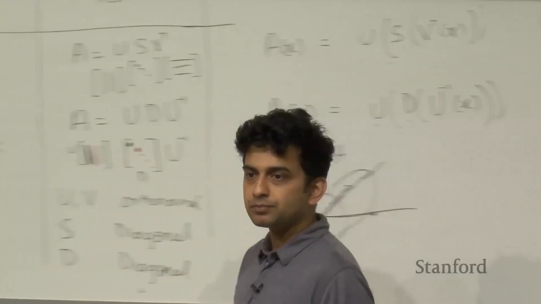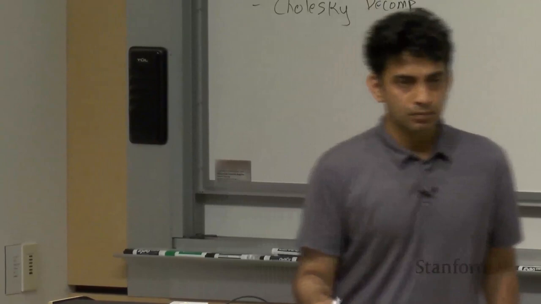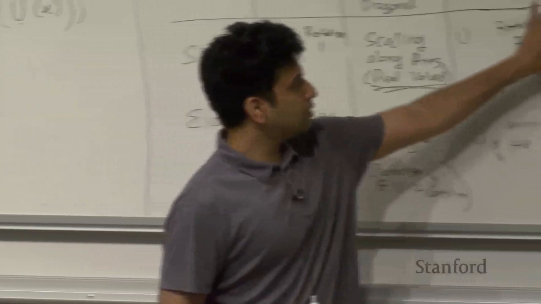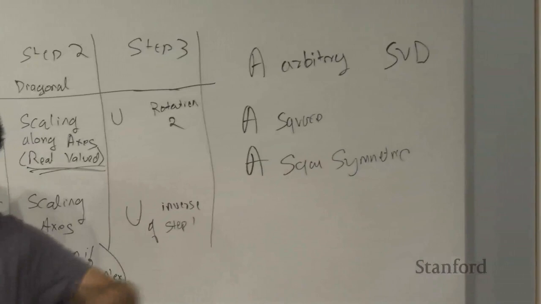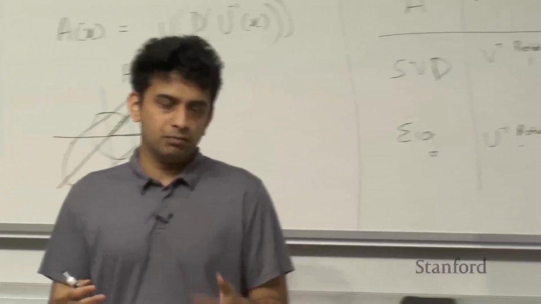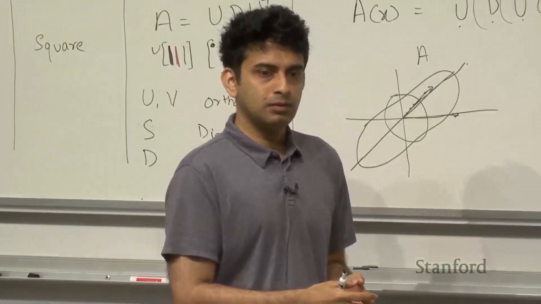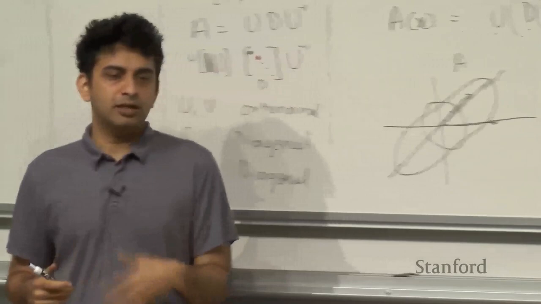Yes, question. So when A is square, you can perform both the eigenvalue decomposition and the singular value decomposition, but the decomposed components may not be identical. But if A is square and symmetric, then you can perform both decompositions and the components will also be the same. And if it's non-square, then the eigenvalue decomposition does not exist. It's not even defined. Eigenvalue decomposition is defined only for square matrices.